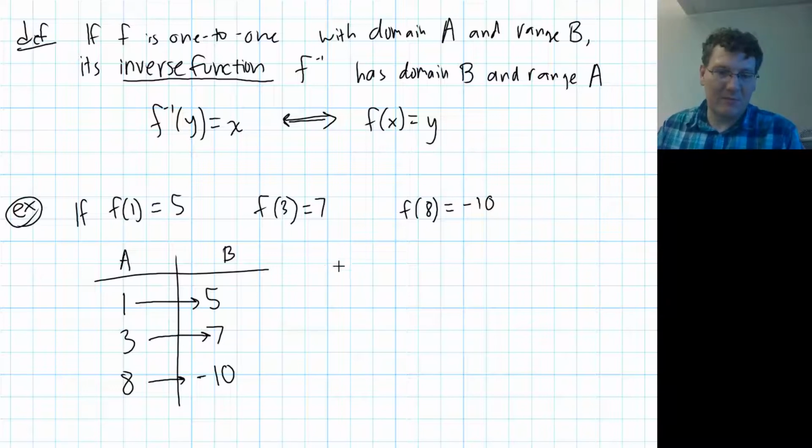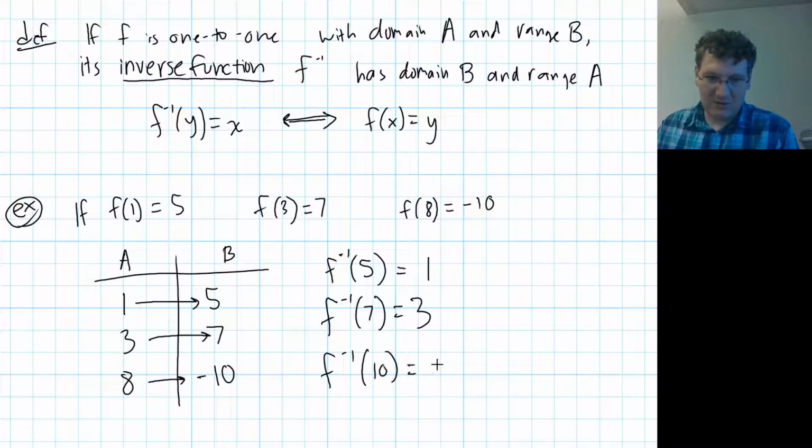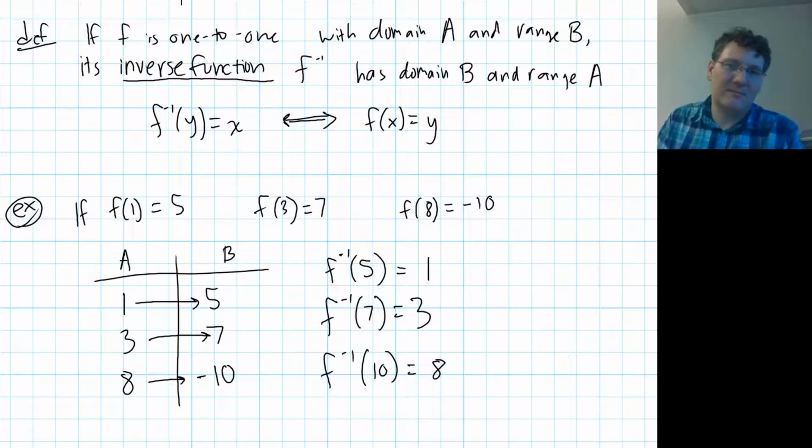So because there's no two inputs that give you the same output for this function, we can define the inverse function, which is going to say, well, the inverse of 5 is going to be 1, the inverse of 7 is going to be 3, and the inverse of -10 is going to be 8. That's how you define the inverse. You just go backwards. As long as no two arrows map to the same number, you can do that.